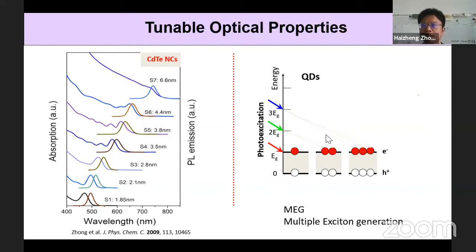In addition to that, quantum dots also show very interesting properties, such as multiple exciton generation. In conventional bulk semiconductors, one photon only generates one electron hole pair. While for quantum dots, they have the potential to generate multiple excitons, and this is a quite interesting phenomenon, which helps for lasing, photo detection, and also solar cells.